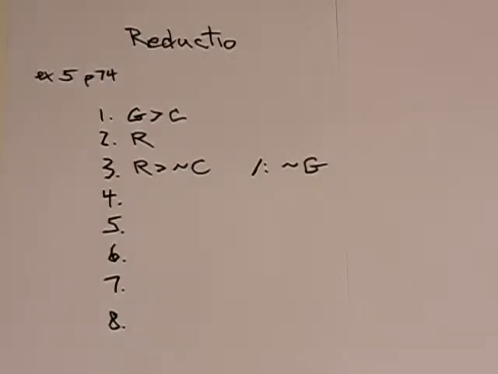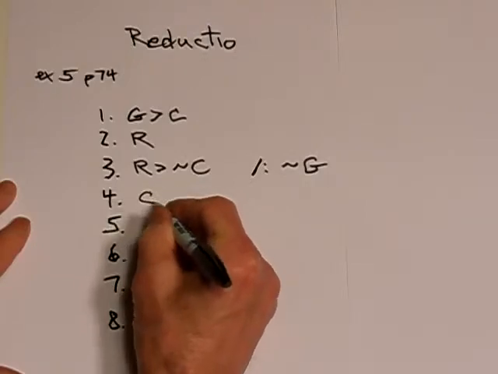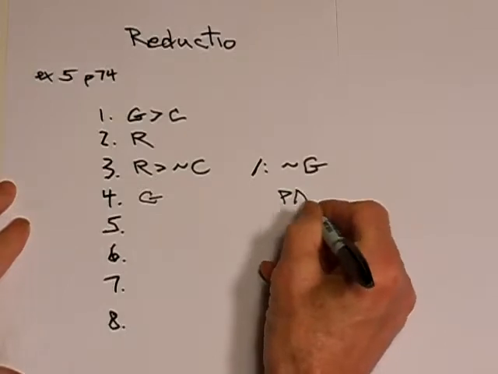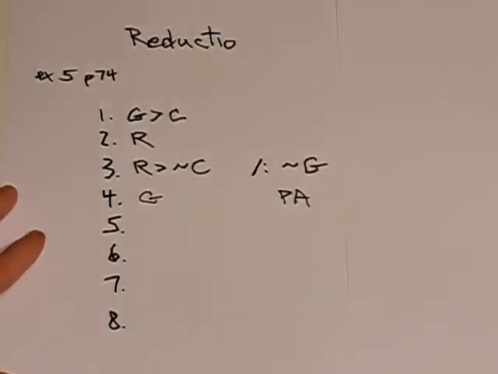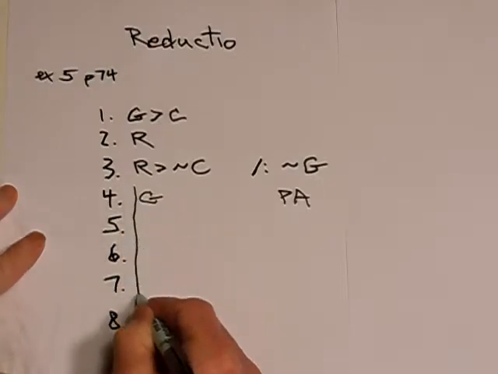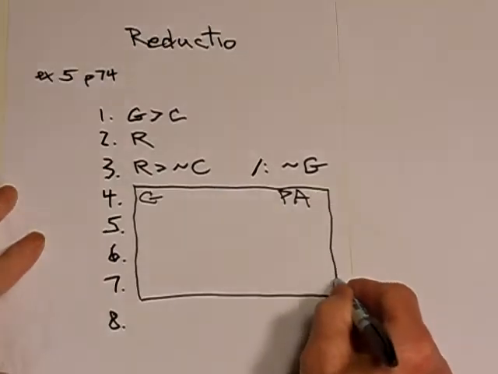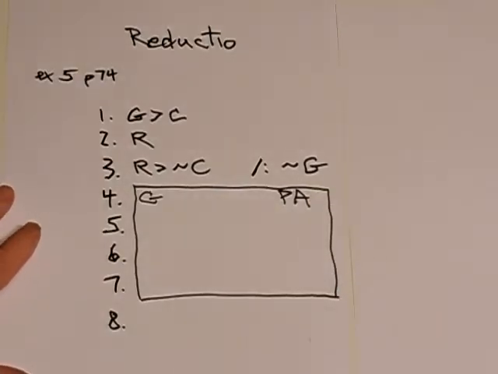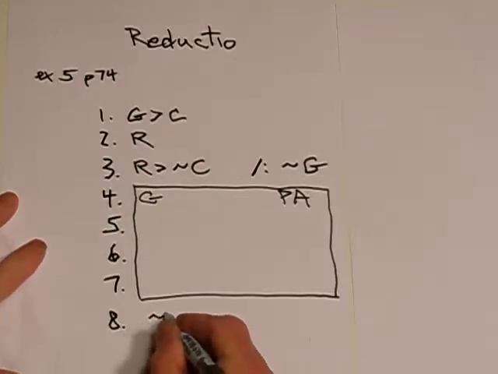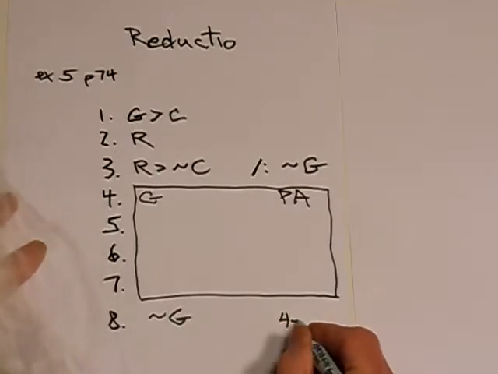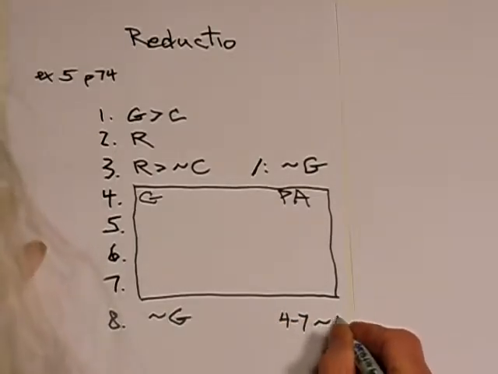So we might very well think, let's do a reductio. Let's assume that G is true, and try and derive from that assumption a contradiction. So let's see if we can get some standard form contradiction at line 7. If we succeed in that, we can get the conclusion, not G, by 4 through 7, not in.